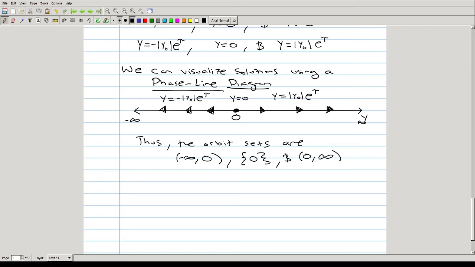We'll see later on how to classify equilibrium points. Equilibrium points can always be classified, but this is going to indicate later on when we define it that 0 is actually what's called an unstable equilibrium point.